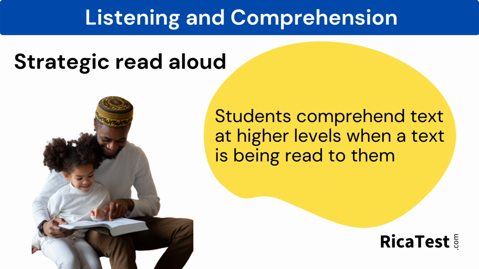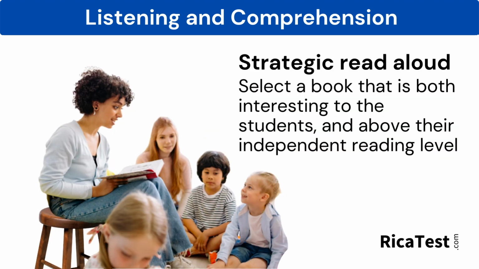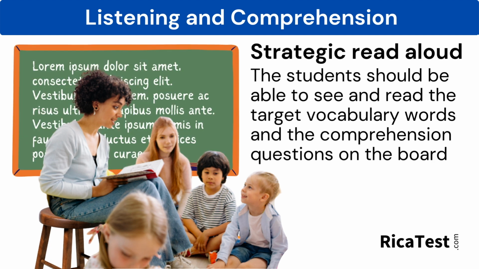This means that when modeled correctly by the teacher, the students can achieve more challenging comprehension tasks, such as inferential and evaluative comprehension. Now, let's have a look at the step by step instructional strategy for strategic read alouds. First, the teacher selects a book that is both interesting to the students and above their independent reading level. Then, before the teacher begins to read, the students should be able to see and read both the target vocabulary words as well as the comprehension checking questions written on the whiteboard.